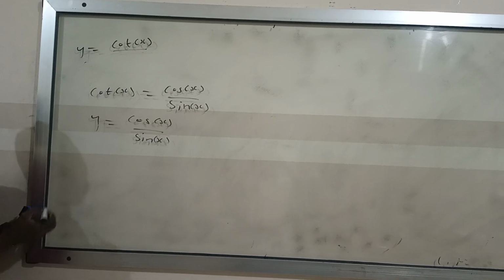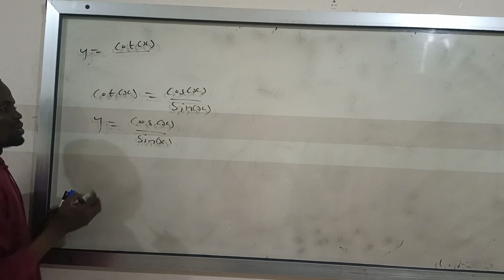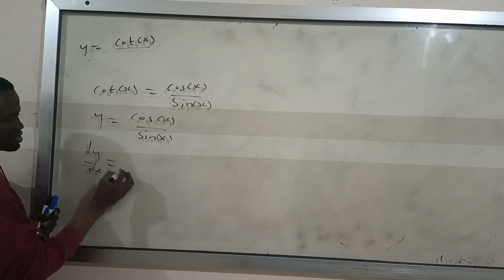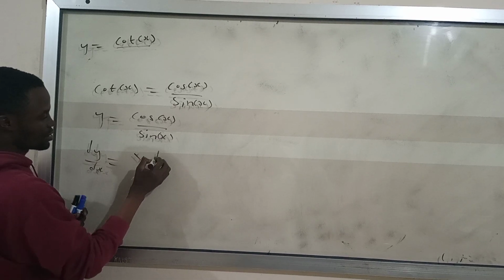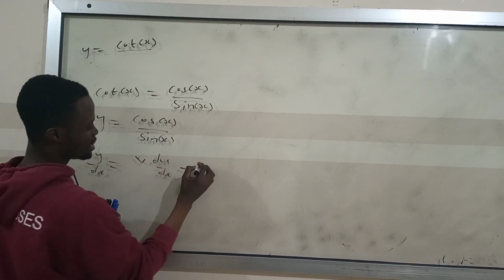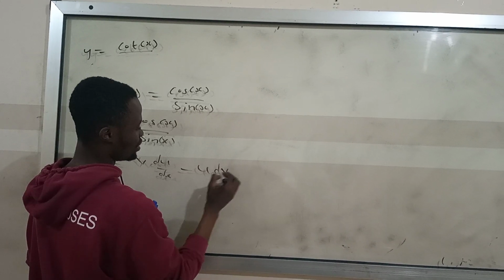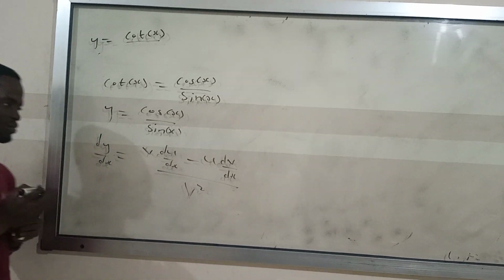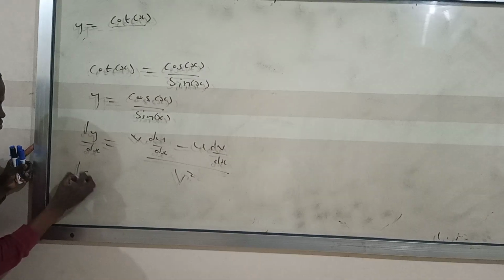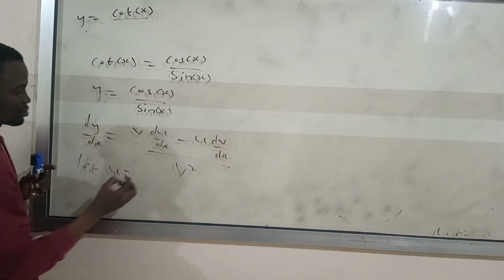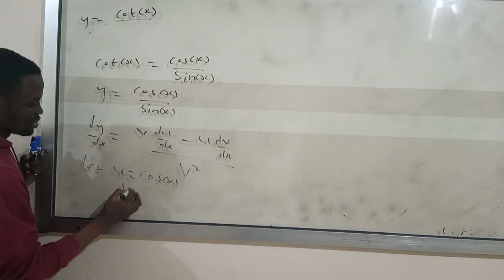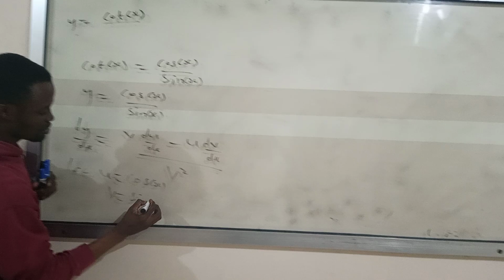So simple. Here we can use the quotient rule to differentiate this. dy/dx is equal to v times du/dx minus u times dv/dx, all divided by v squared. Let u be equal to cos x, then let v be equal to sin x.